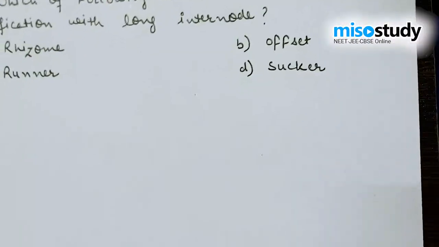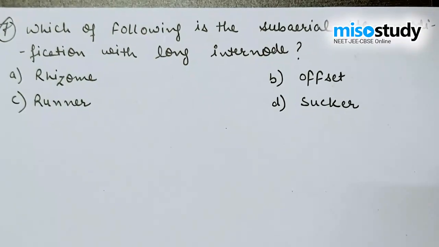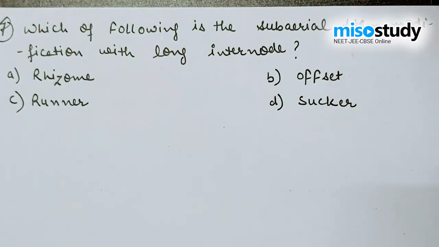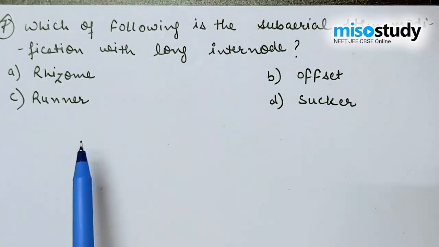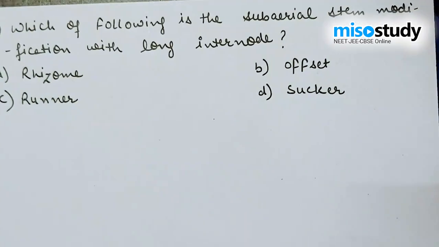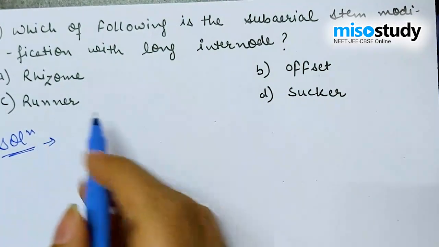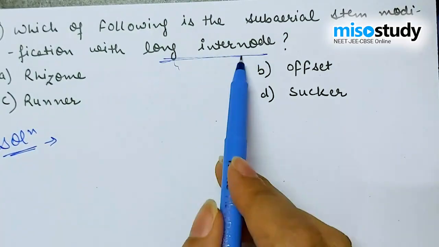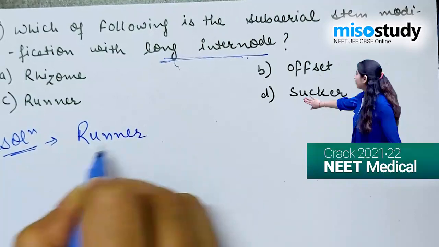From Morphology of Flowering Plants: which of the following is the subaerial stem modification with long internode? The options are A, Rhizome; B, Offset; D, Runner; and next is Sucker. When we discuss long internodes, that is the runner.